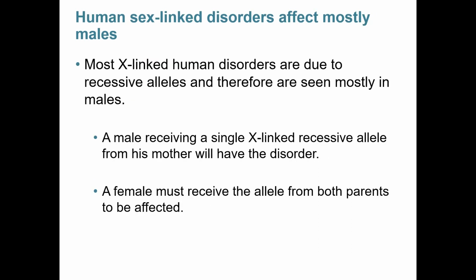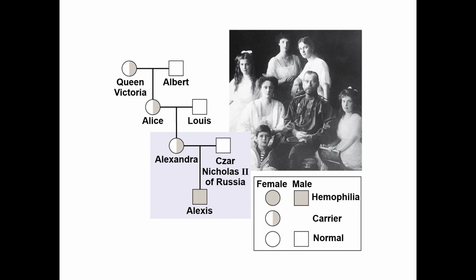Most X-linked human disorders are due to recessive alleles and are therefore seen mostly in males. A male that receives a single X-linked recessive allele from his mother will have the disorder. A female has to receive 2 alleles, one from both parents, to be affected. An example for this is something like hemophilia.